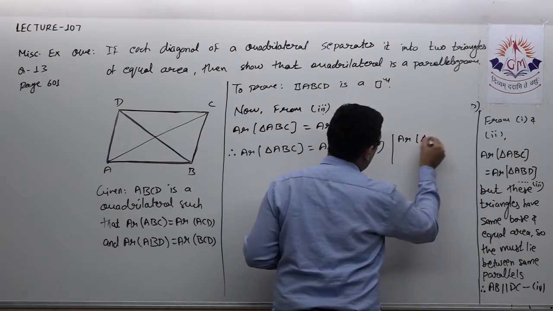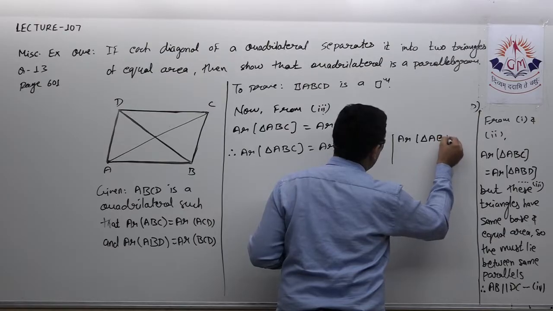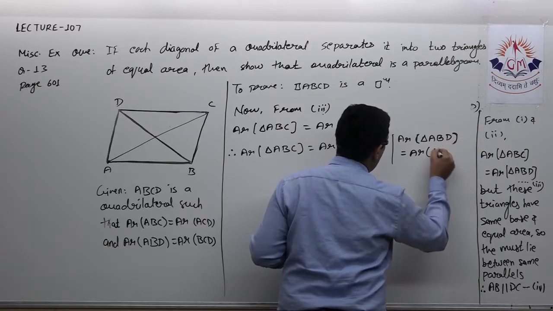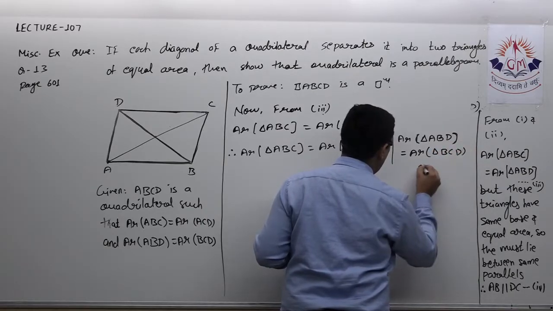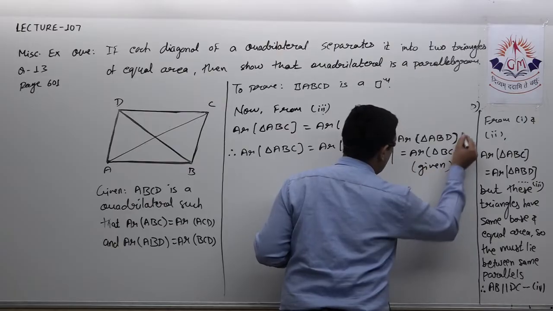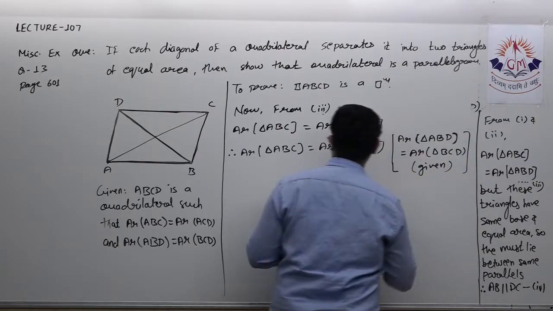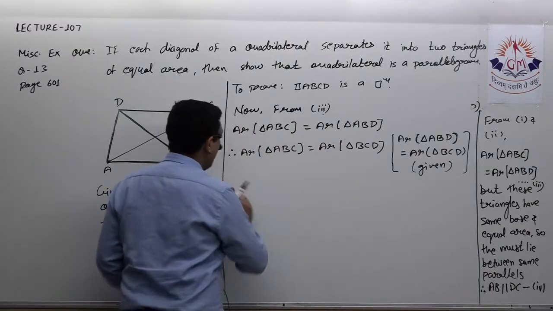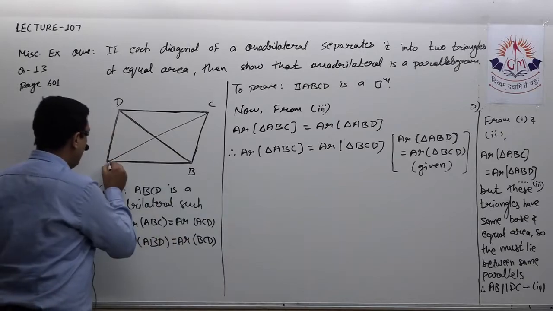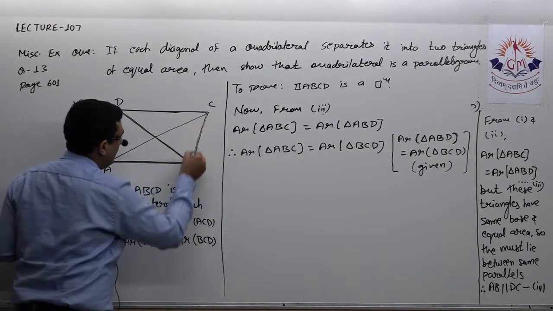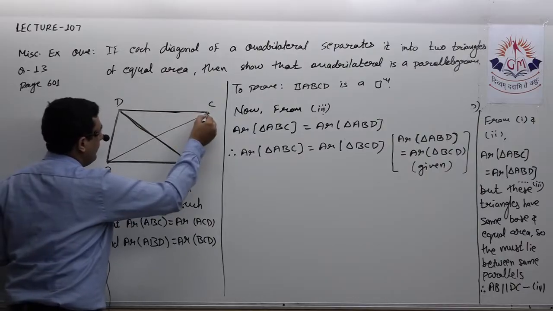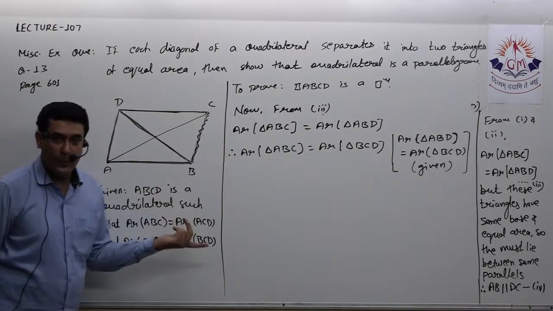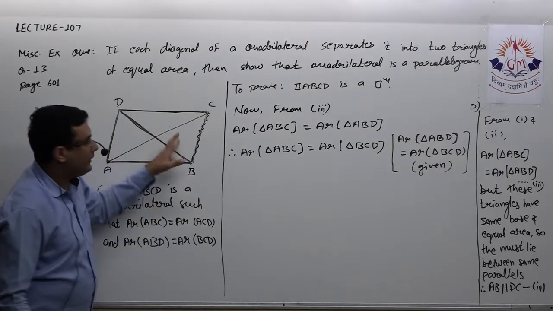area of triangle ABD is equal to area of triangle BCD, given. So with the help of that, at the place of ABD I wrote BCD. Now again you can see these two triangles, ABC and BCD, are on the same base and having equal area, so they must lie between the same parallels. That gives me AD parallel BC.